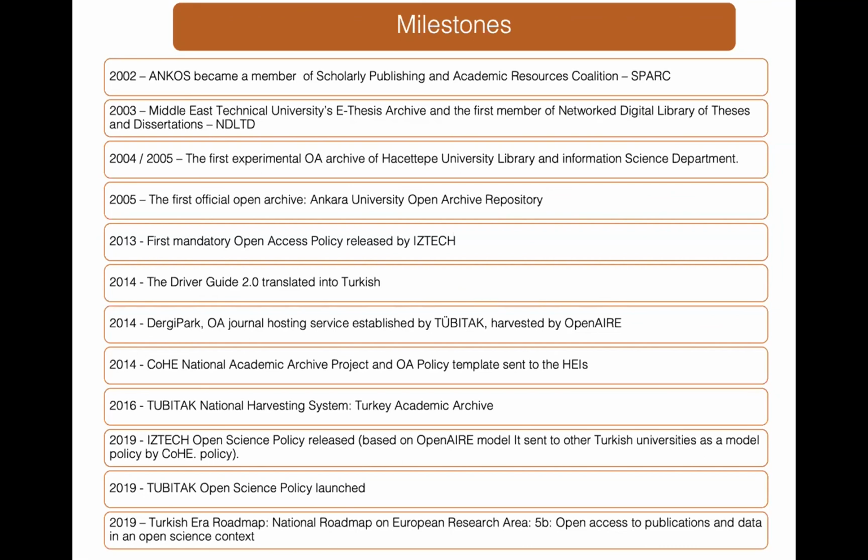Another important improvement: Turkey has a national harvesting system, harvesting all Turkish universities. Also, in 2009, we released our mandatory open science policy based on the OpenAIRE model. After that, TÜBİTAK also launched their open science policy.